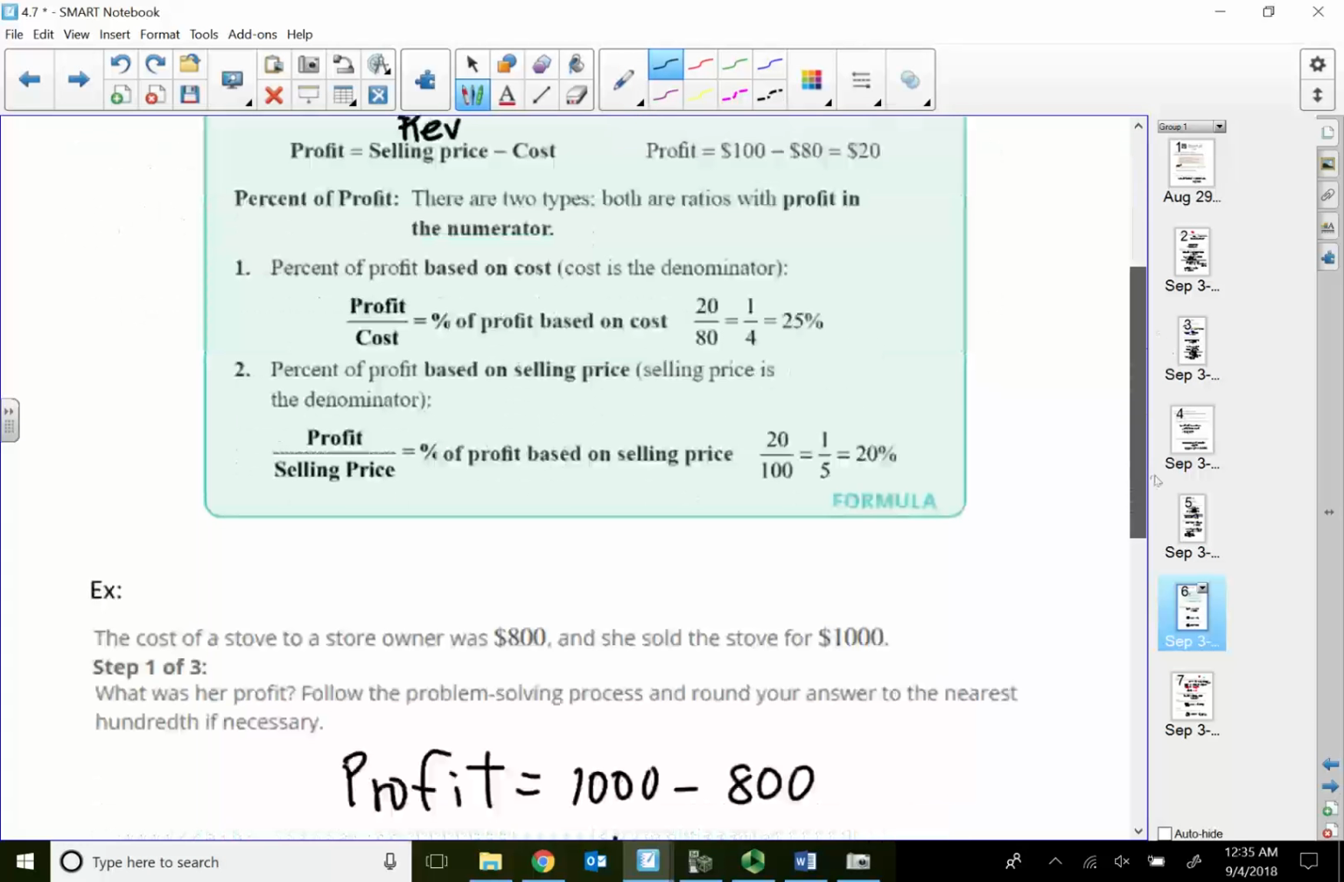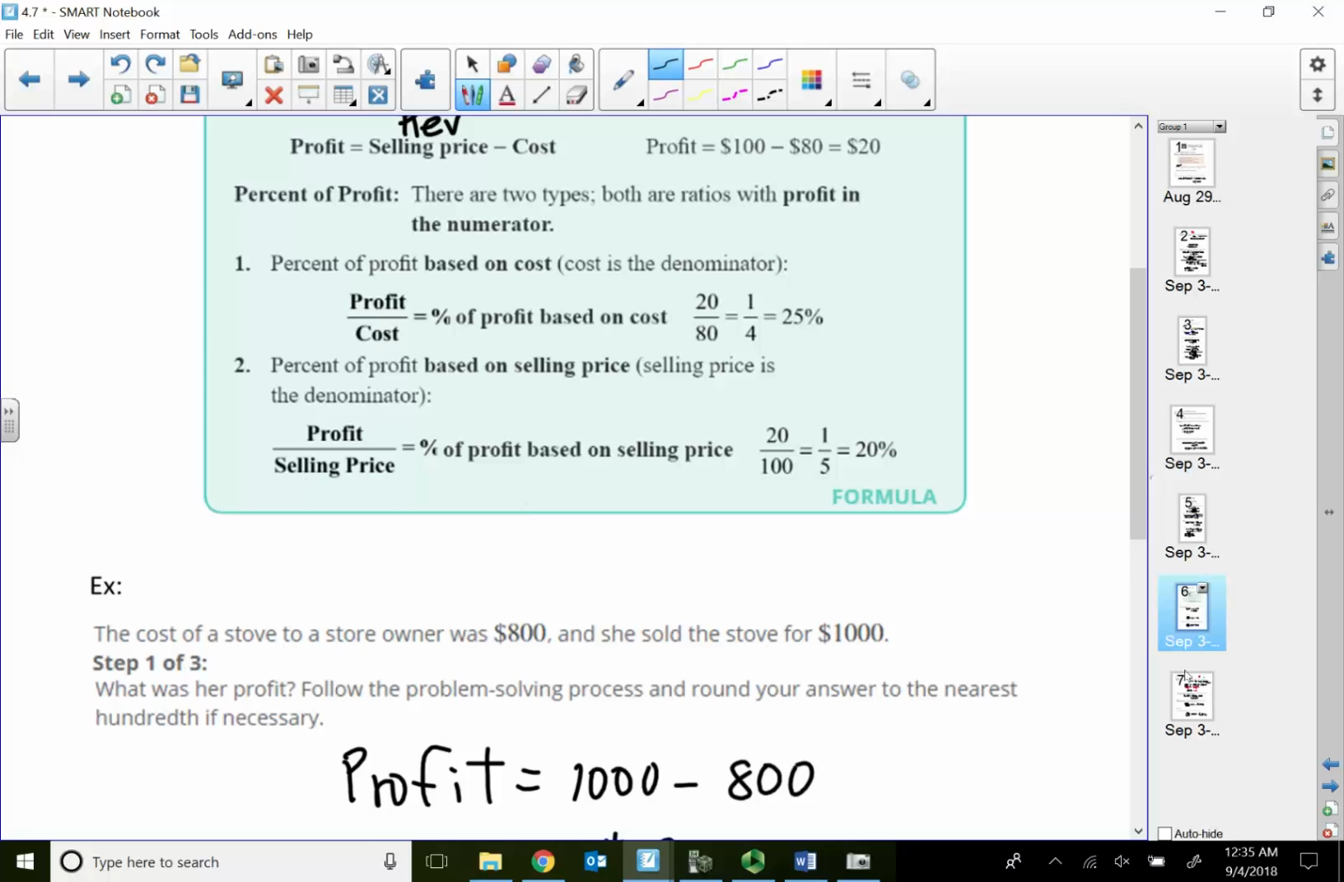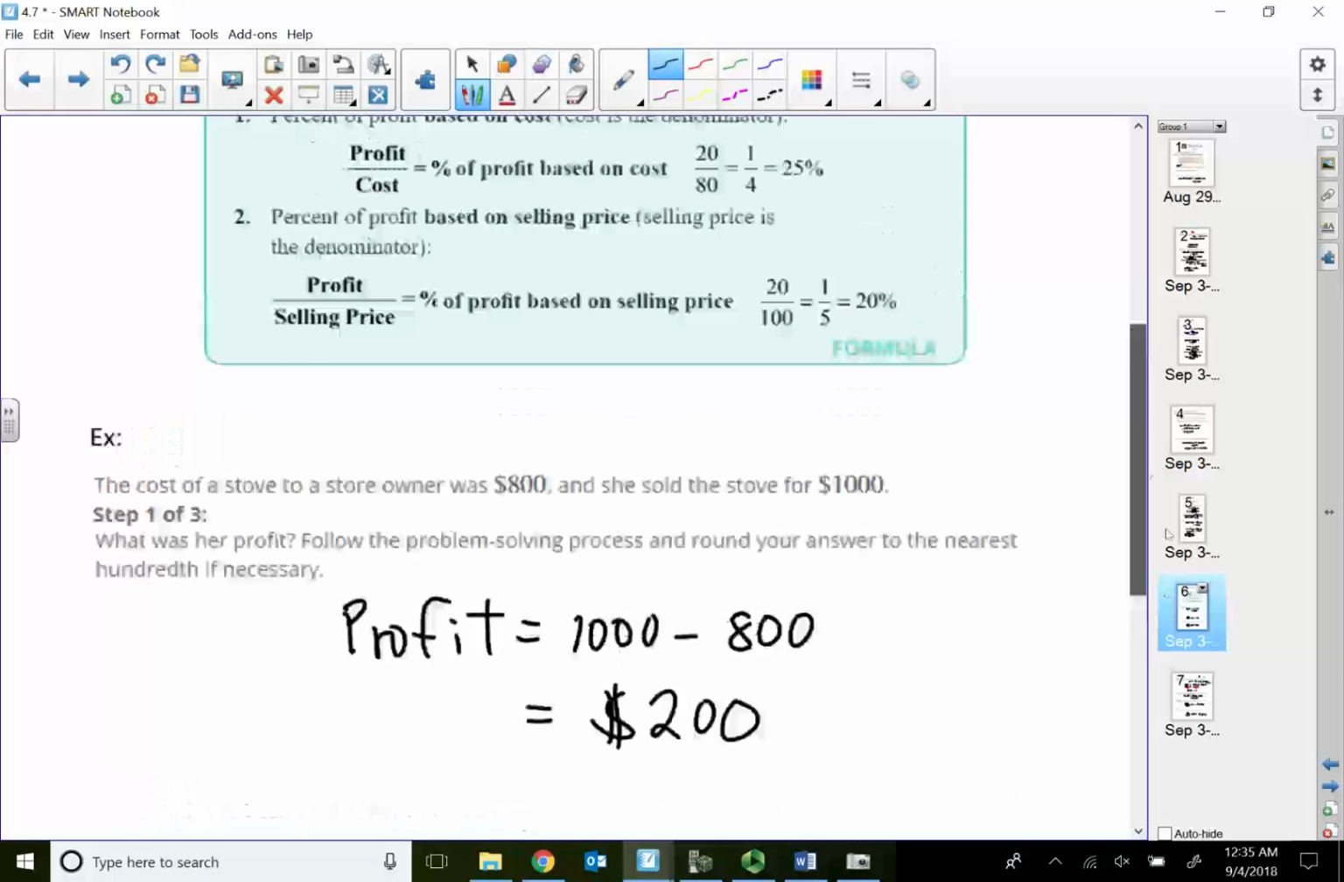So quick lesson: profit, and percent of profit based on cost and selling price. That will conclude this lecture video. Thank you for watching.